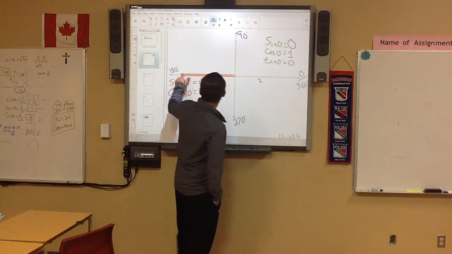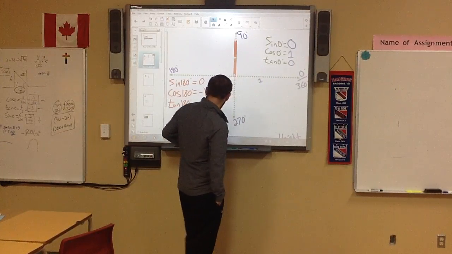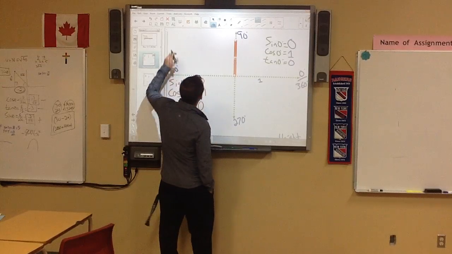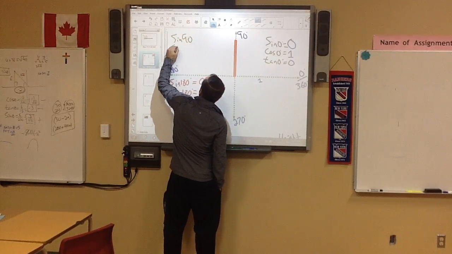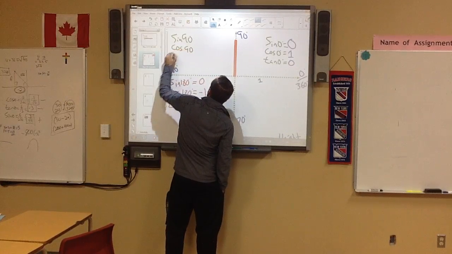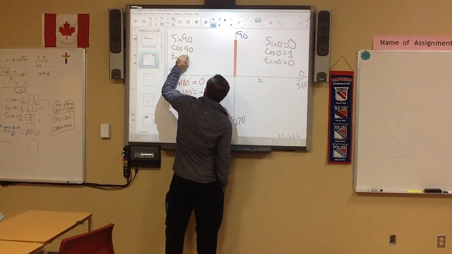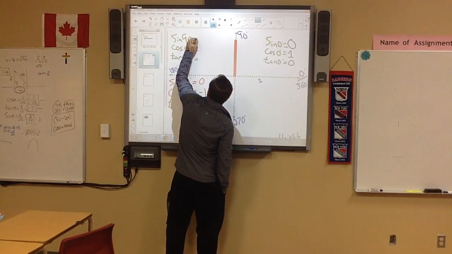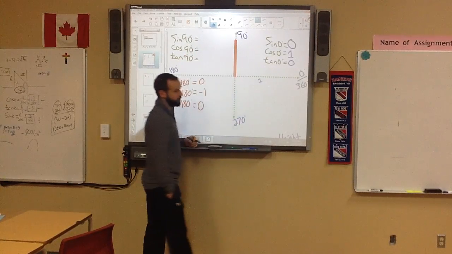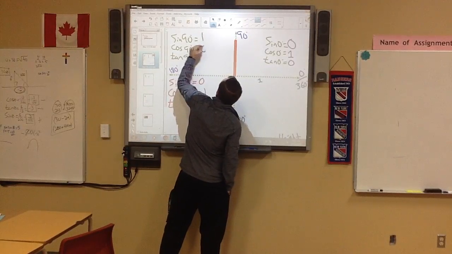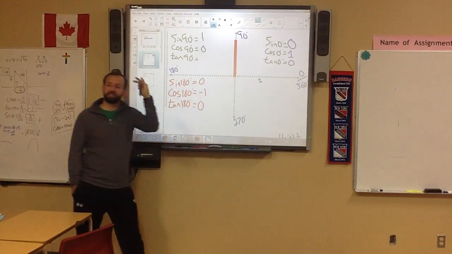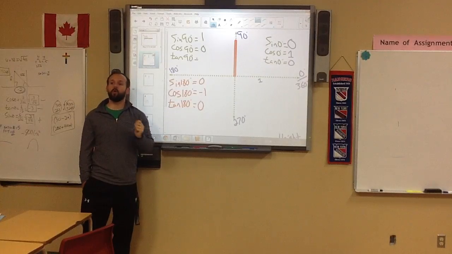What about at 90 degrees? What happens to sine 90, cos 90, and tan 90? 1, 0, what? It is 1, 0. Sine is 1 because my height is now 1. The cosine is 0. The overness is 0.